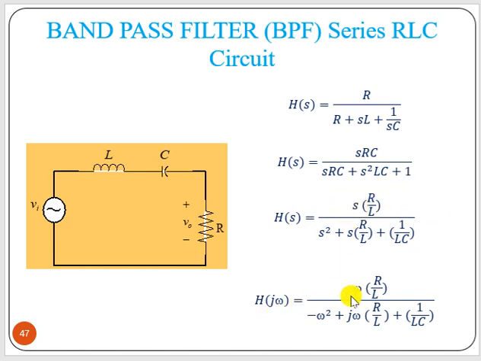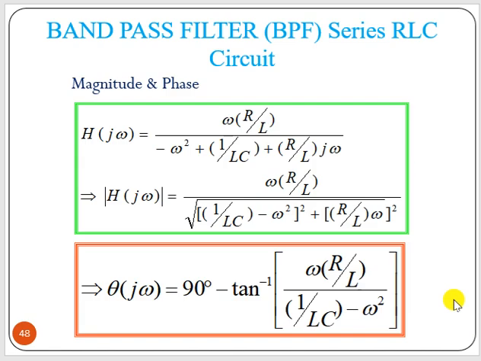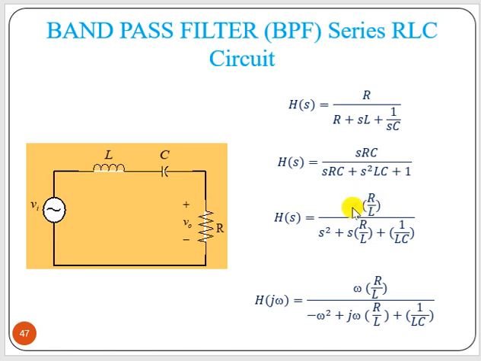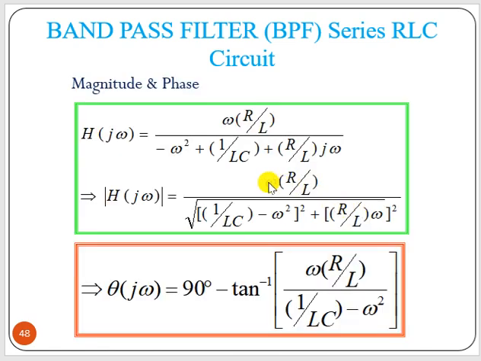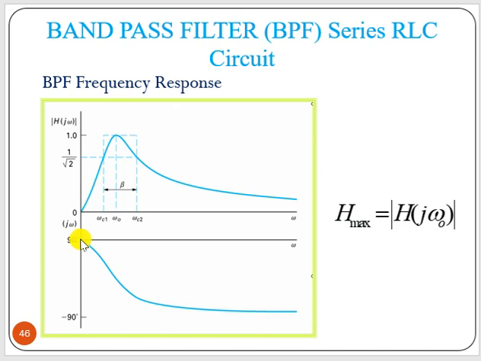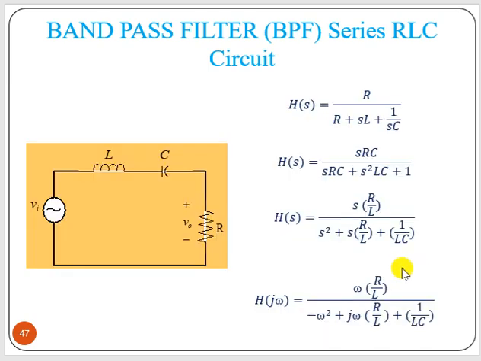Now if we put s equal to j omega, we will get this particular expression. From that we can find the magnitude value and phase value. Here also, as we have a 0 here, or the s term in the numerator, we have a j omega term, so we have plus 90 degrees minus this value. That is why it starts from plus 90 and goes down.